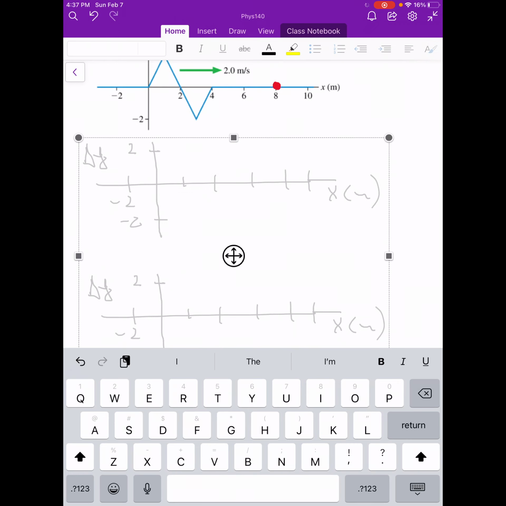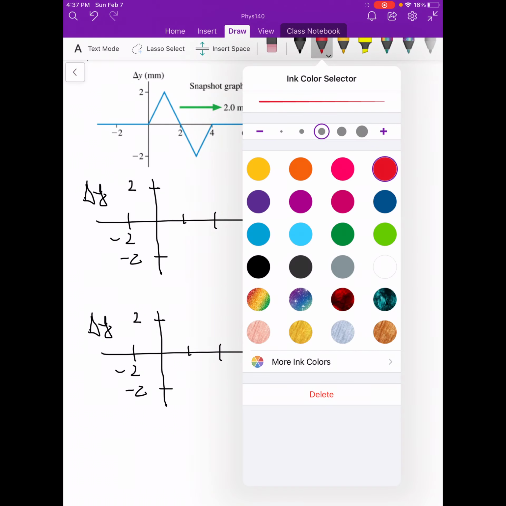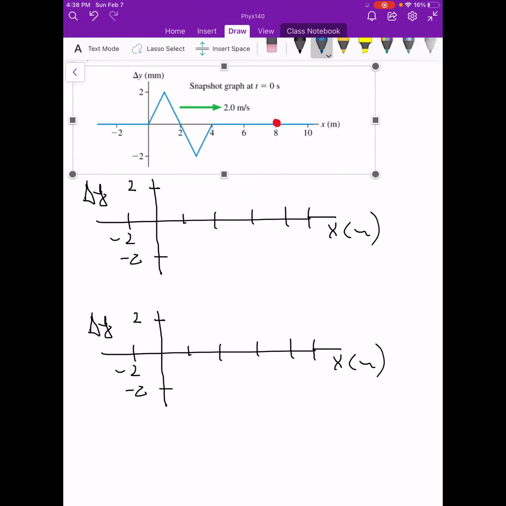All right, so I just drew a couple of graphs here, and now I'm going to draw the wave in 1 second. I want to draw what's going to happen in 1 second to this wave. I know in 1 second it's going to move by 2. So the position at 0 is going to move over to 2, the position at 2 is going to move over to 4, and the position at 4 is going to move over to 6. So if we write 2, 4, 6, 8, 10, I'm going to have the same shape as over here. It just moved over by 2, and so this is t equals 1 second.